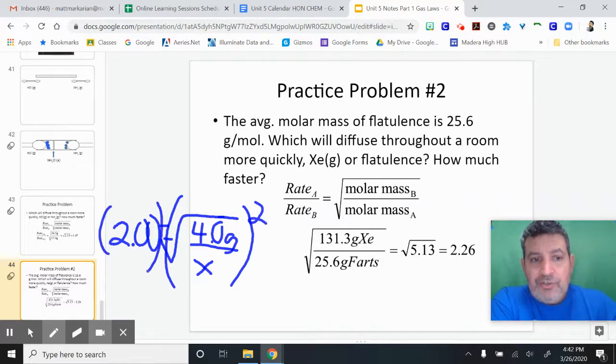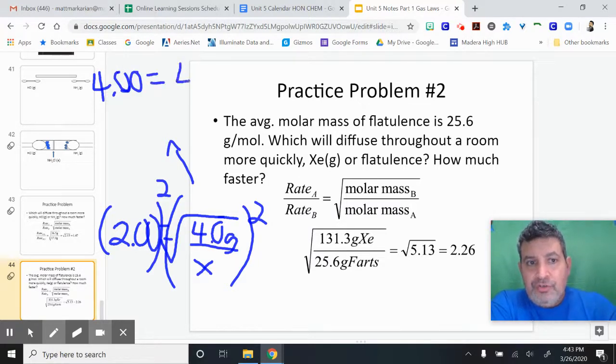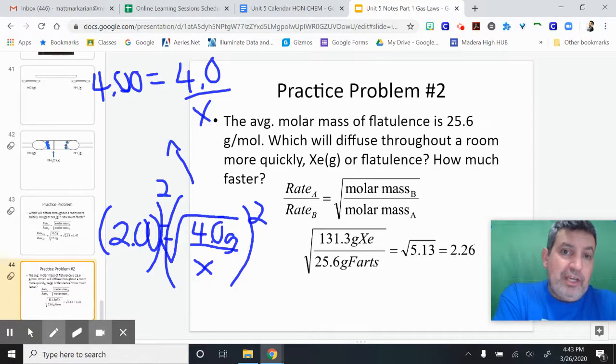And so if I square both sides, let me just bring it up here, we get 4 equals 4 over X. And then we solve for X by doing that. So if you see that problem on there, that is how we set that up. And I have the setup on the homework now. It's on the Google Doc if you guys look at that. So that's how we solve Graham's law problems. That is the last of our gas laws that we cover.